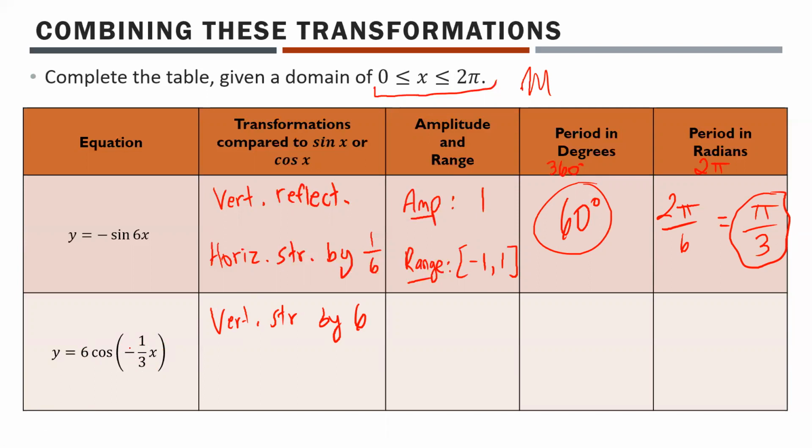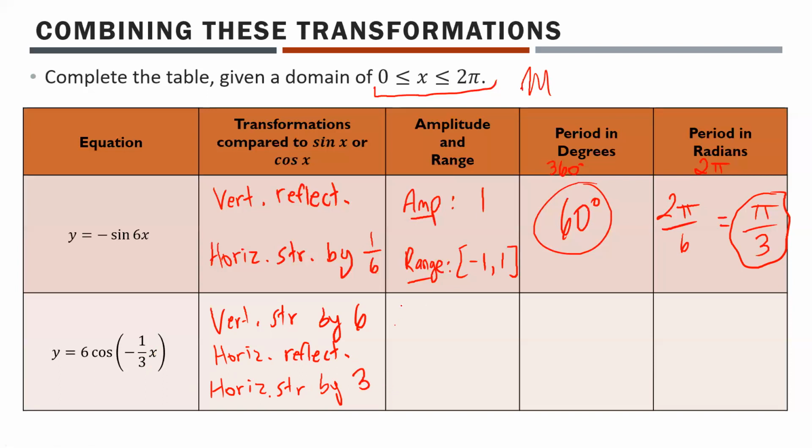Now, horizontally, we not only have a 1/3 in here, but we also have a negative. So I'll start by addressing that negative. It's a horizontal reflection. But then we also have the horizontal stretch, not by 1/3, but rather by the reciprocal of 1/3, which is 3, okay?